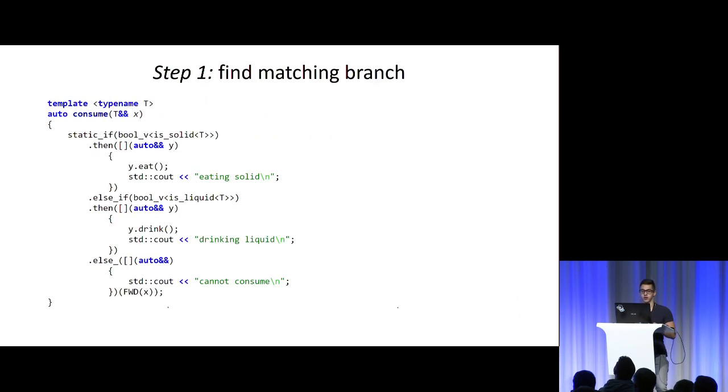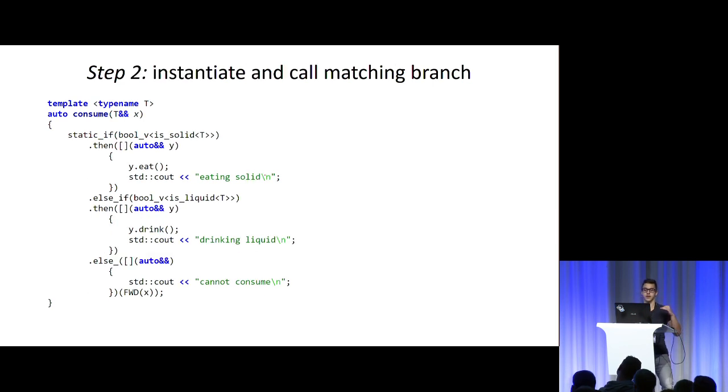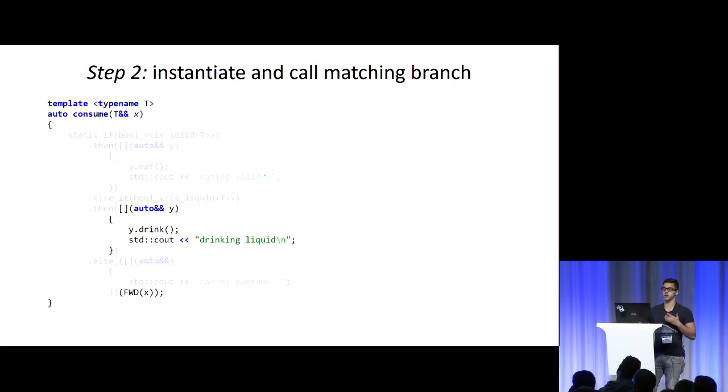So the first step is just calling consume. And in this example, we're just passing a juice variable, which, if you remember, is drinkable but not solid. Then the second step is finding the matching branch. So we're going to take a look at the condition, evaluate it, and go over every single condition until we find one that matches our current object. As soon as we find it, we know what branch we want to instantiate. We will ignore all the other branches. Then we instantiate and call the matching branch. And this is basically what happens.